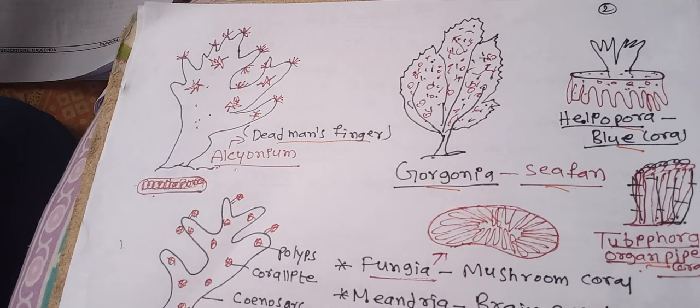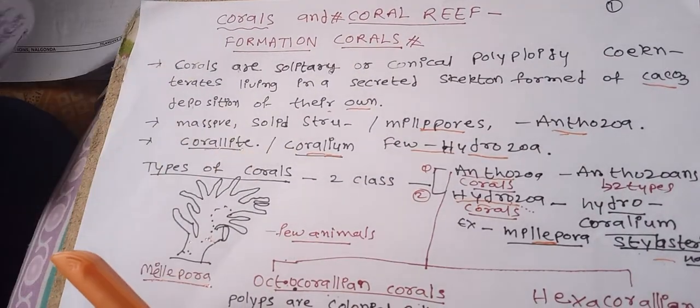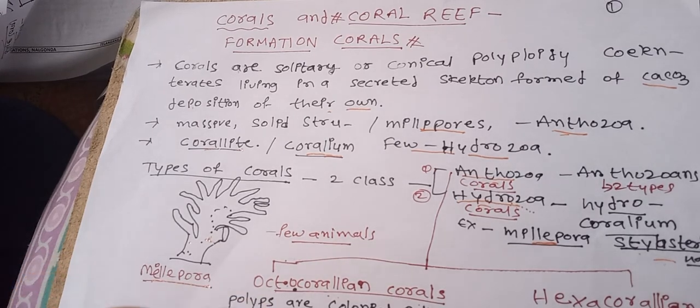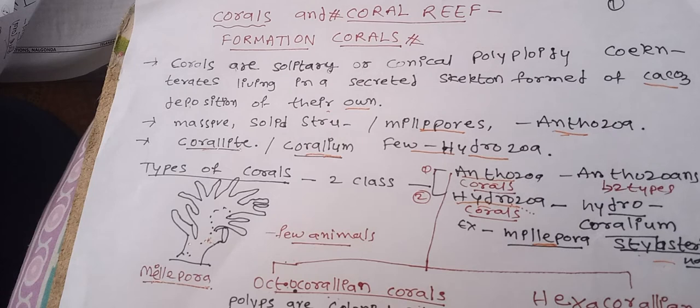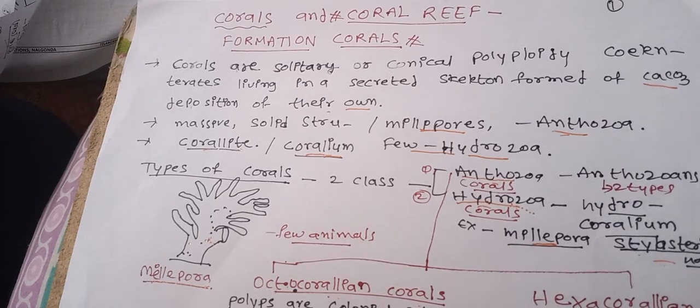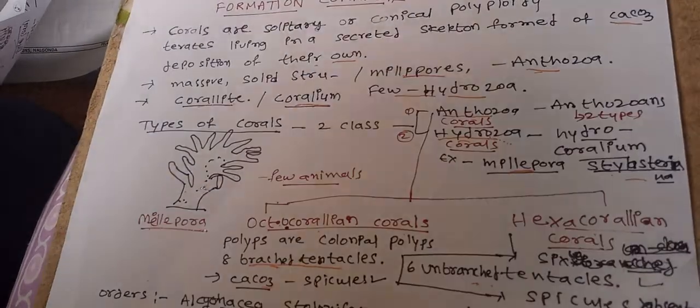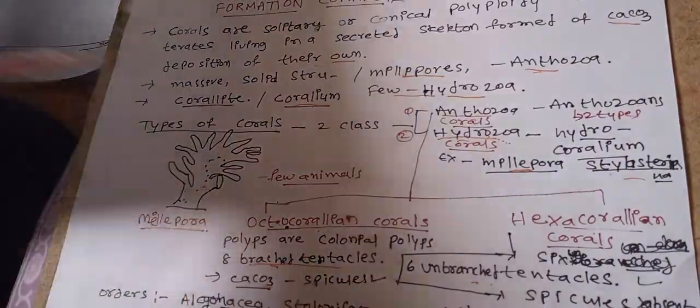Next, hexacorallian corals. The hexacorallian corals are colonial polyps with six unbranched tentacles. Spicules are absent from these corals. They produce true or stony corals. These true or stony corals are included in the order Madreporaria. Madreporaria, very important.